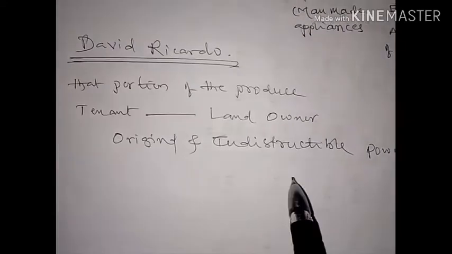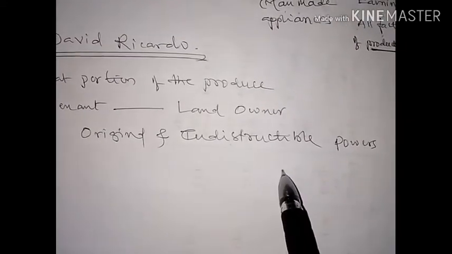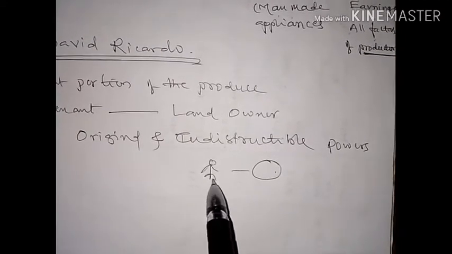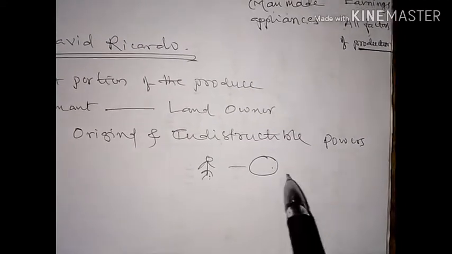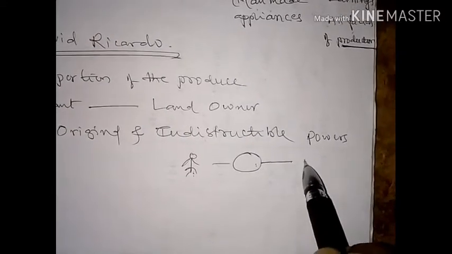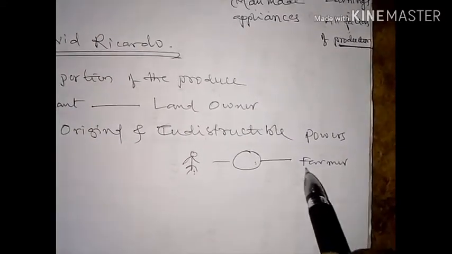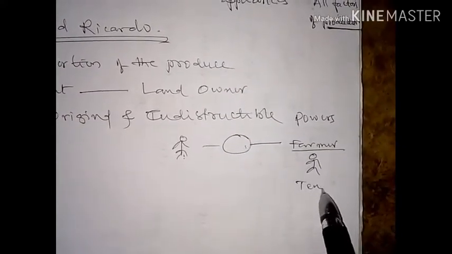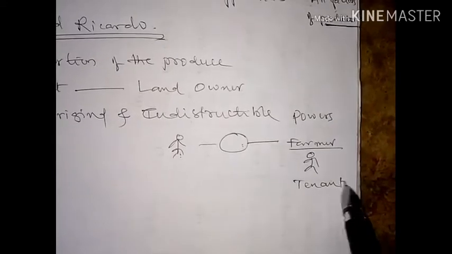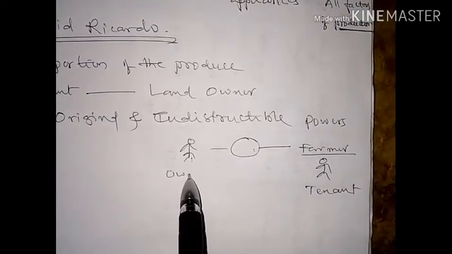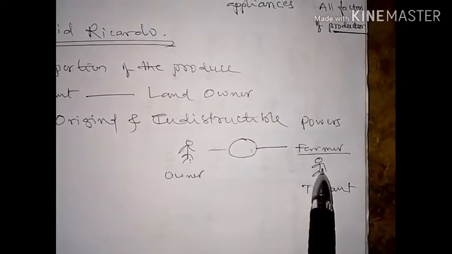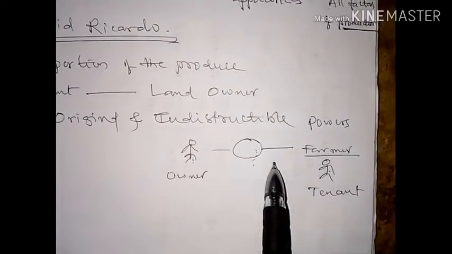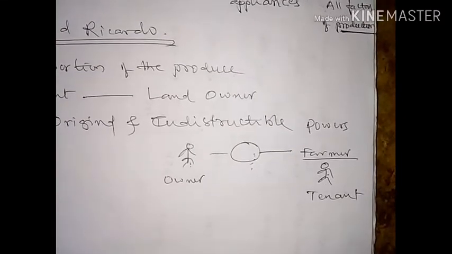Here generally tenant means the farmer who takes land from the landowner. He is the landowner. This is the land. This is taken by a farmer for the purpose of cultivation on leased basis. So he is called tenant. So he takes the land from the landowner and uses it for cultivation purpose. Then he produces different crops, of course.